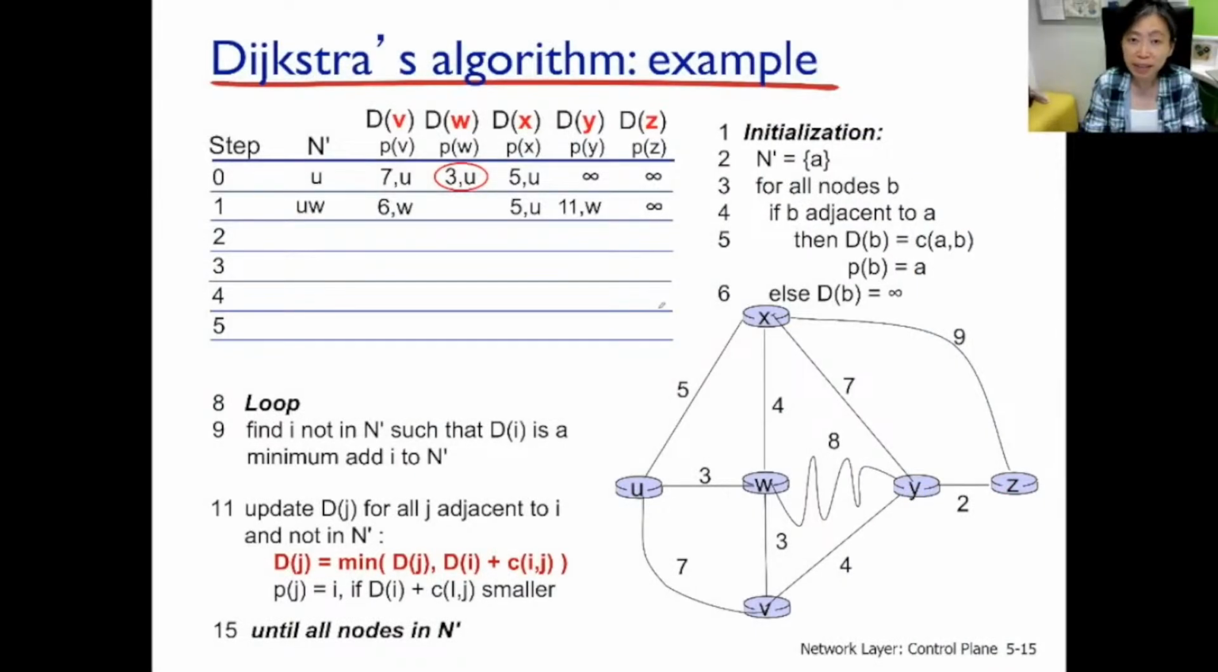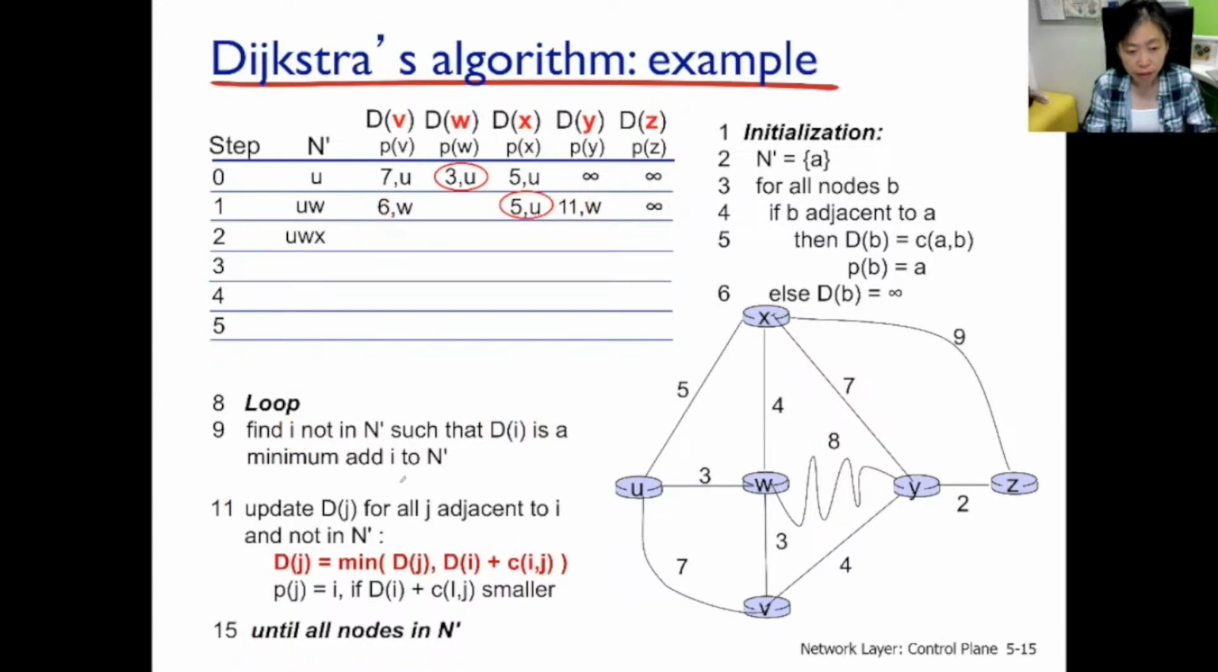So what do we do next? Well, we're in the loop, and we are not in the condition to end the loop yet, so we're not yet done. We have only U and W in N prime. There are more nodes we could consider adding to the N prime set. And the way we add to the N prime set is to pick I such that D_i is the minimum. So D_v 6, D_x 5, D_y 11, D_z infinity, which one is the minimum? Yeah, x is the one we're picking this time. So we'll include x into the N prime set.